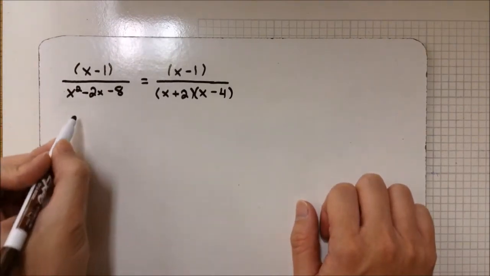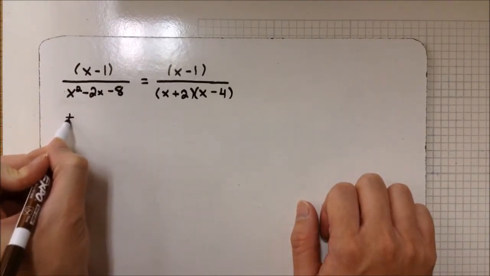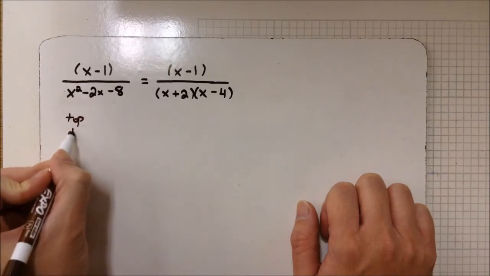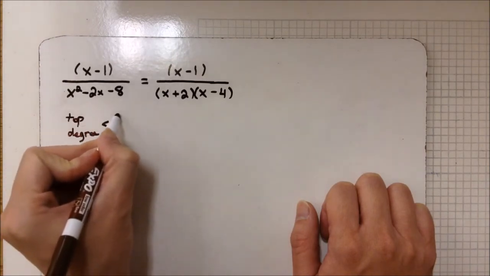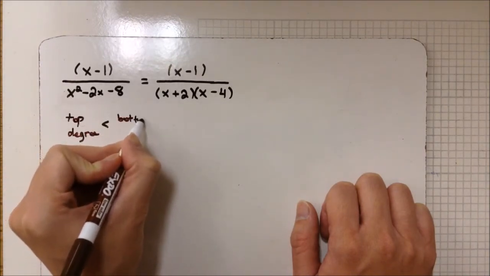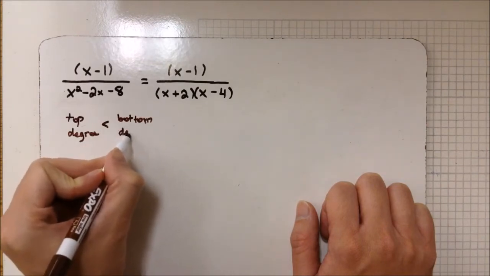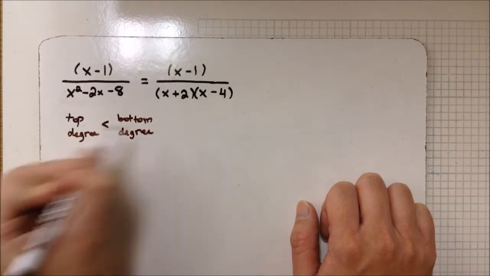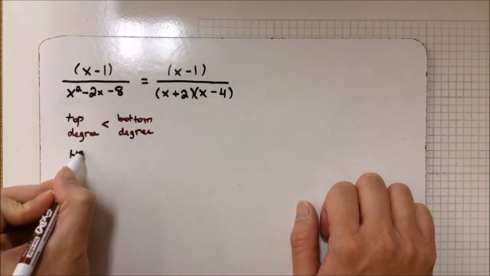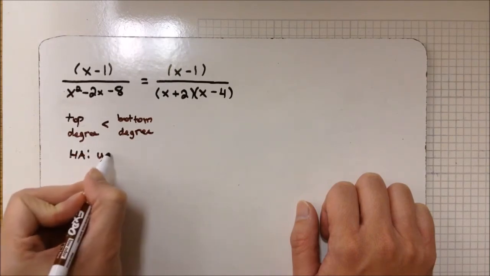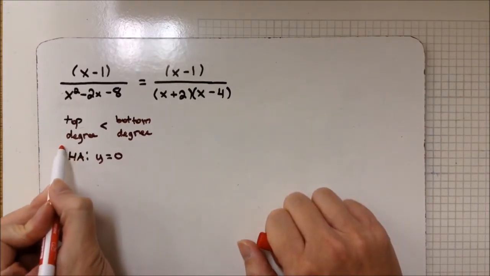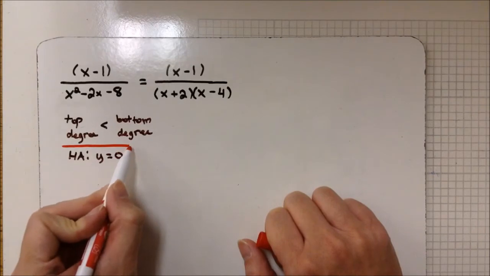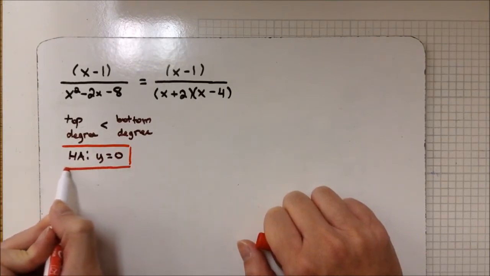So if I write it out, top degree is less than bottom degree, then our horizontal asymptote is y equals 0. So here's one important piece of information we need.